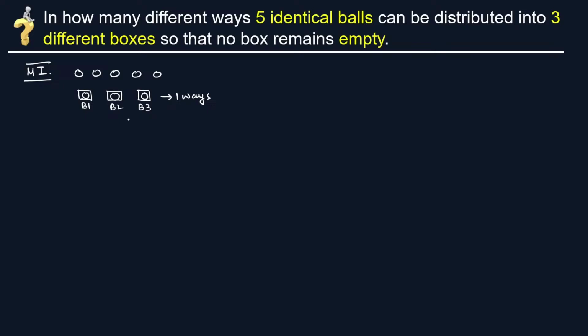So what does it make? Suppose these 3 balls are gone. Now we are left with these 2 balls. Now these 2 balls can be distributed in these 3 boxes without any restriction. Are you getting the point? 3 balls are already given, 1 each to every box. So now you are left with 2 balls.